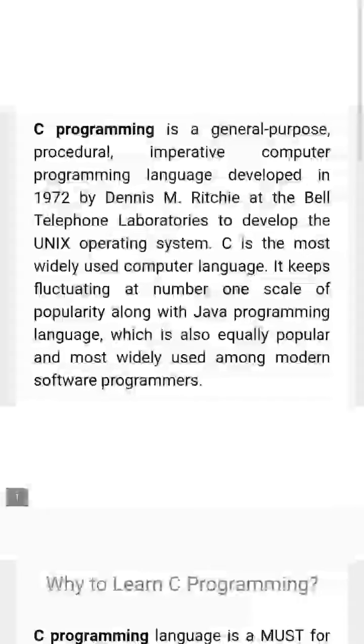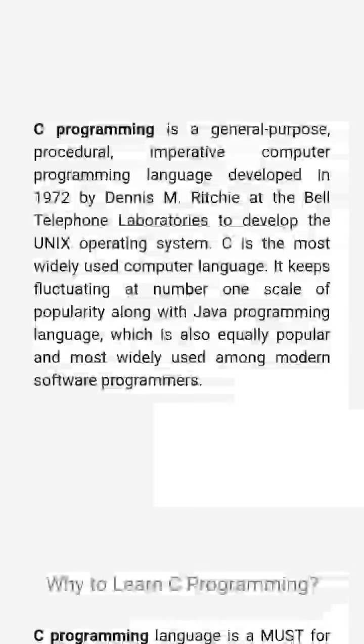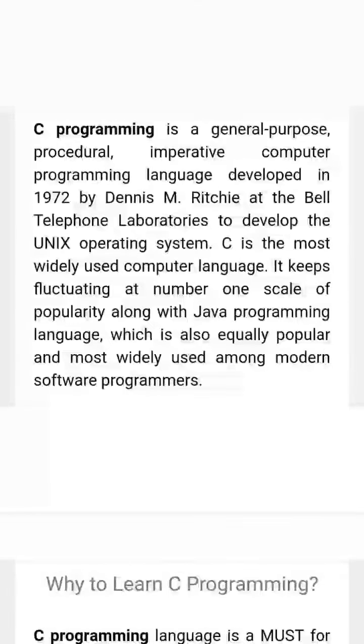Okay, so the first thing is introduction. So C is a general purpose procedural imperative computer programming language developed in 1972 by Dennis M. Ritchie at Bell Telephone Laboratory to develop the Unix operating system. Okay, so this is the history. It was proposed by Dennis M. Ritchie in the year 1972.